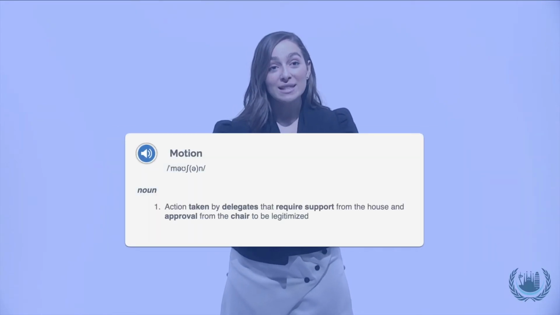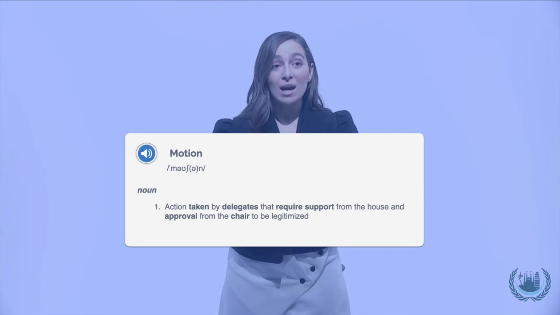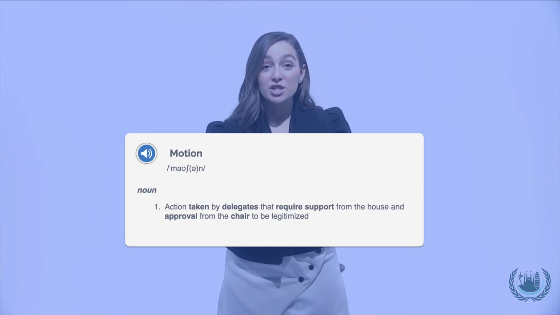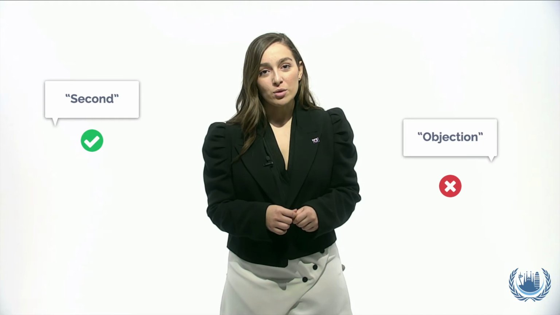Firstly, what is a motion? Motions are actions taken by delegates that require support from the House and approval from the chair to be legitimized. A motion that is made by a delegate requires a second from another delegate to be put up for consideration in the committee. However, they are immediately voided if a delegate yells objection to said motion.